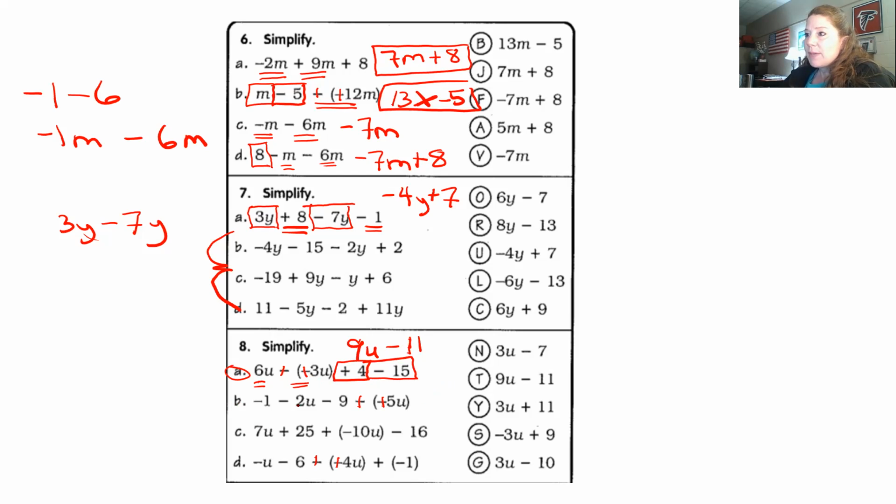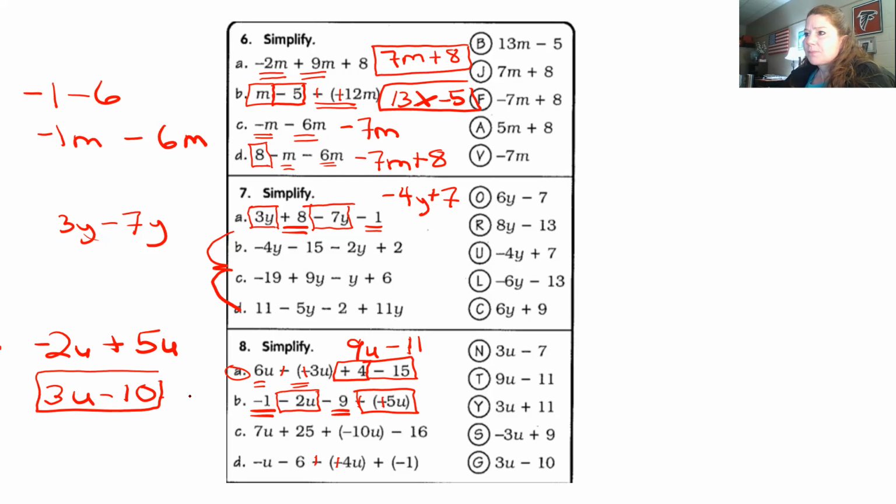All right, letter B, we have negative 2u plus 5u. Different signs subtract, keep the sign of the bigger digit. So that's positive 3u. And then we have negative 1 combined with negative 9. What's negative 1 minus 9? Same signs, add and keep. I forgot what I was saying for a second. So this one is 3u minus 10 for B. This one was A right here.